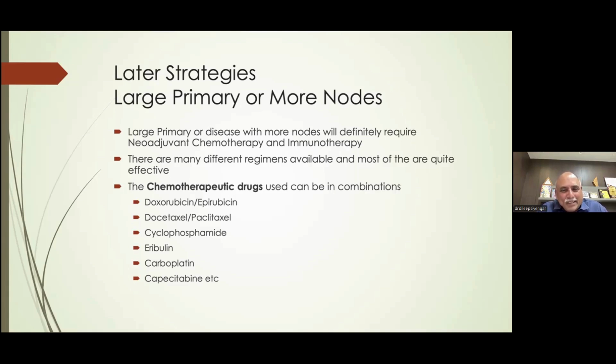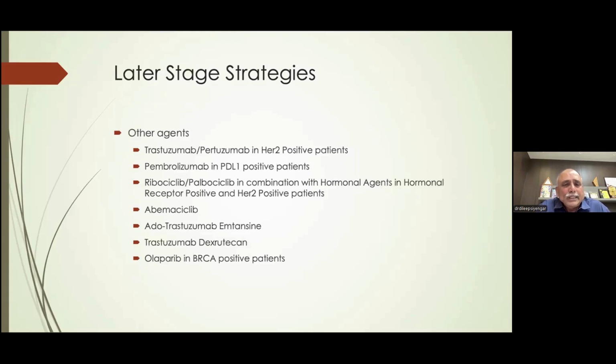The chemotherapeutic drugs which can be used in combinations are doxorubicin, epirubicin, docetaxel, paclitaxel, cyclophosphamide, eribulin, carboplatin, capecitabine, and many other drugs. Other agents which are used are trastuzumab, pertuzumab in HER2 positive patients, and in PDL1 positive patients, you can even use pembrolizumab. This is now being used in multiple patients as well. Ribociclib and palbociclib can be used in triple positive patients in combination with hormonal agents. And abemaciclib is a new drug which is also being used in such a manner.